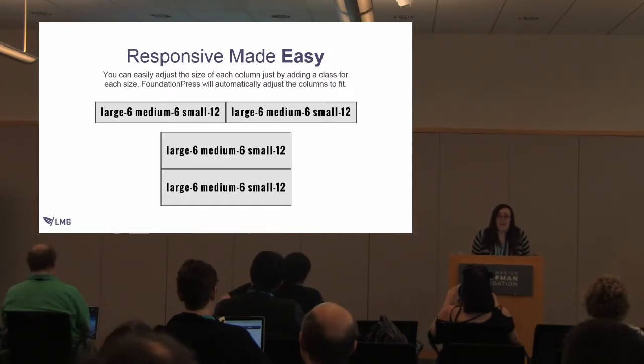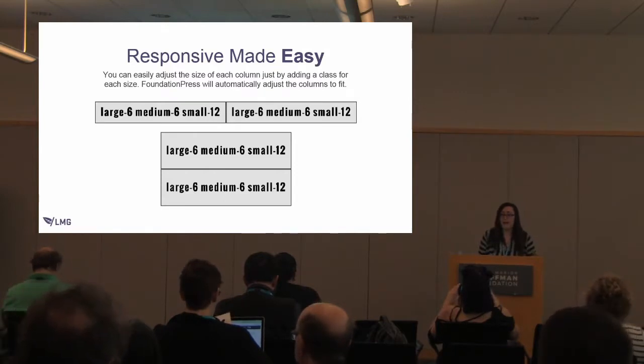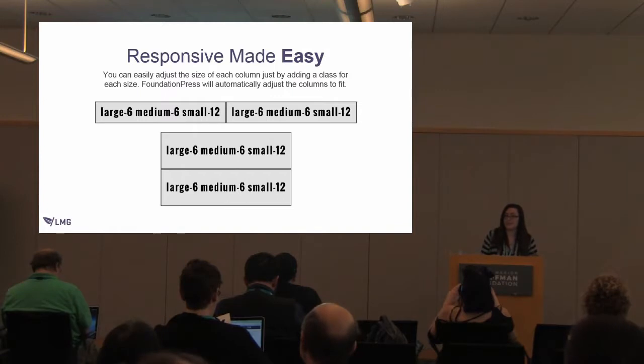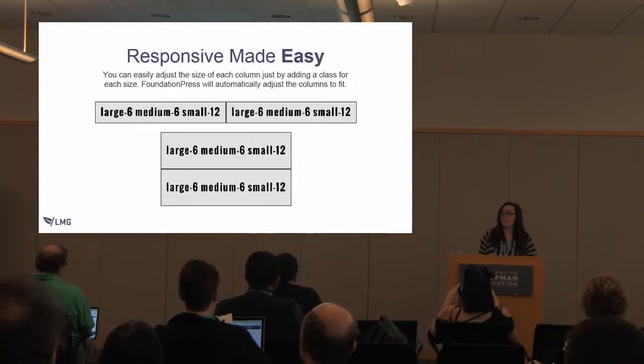The biggest reason that I like using Foundation Press is that it makes responsive design extremely easy. You can easily adjust the size of each column just by adding a class for each size. Foundation Press will then automatically adjust the columns to fit. In this example, we have two columns, both with the class of large-6, medium-6, small-12. What that tells us is that on large and medium screen sizes, they're both going to be 6 wide. So that's half the screen, and they're going to be next to each other.